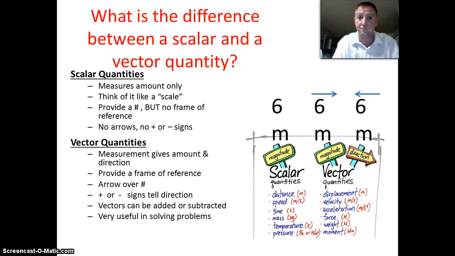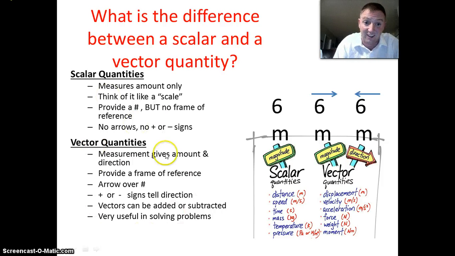Quick review. This is the first video that we looked at. First thing you want to know, scalar versus a vector quantity. Scalar measures the amount only. It's like a scale. No positive or negative, no direction.